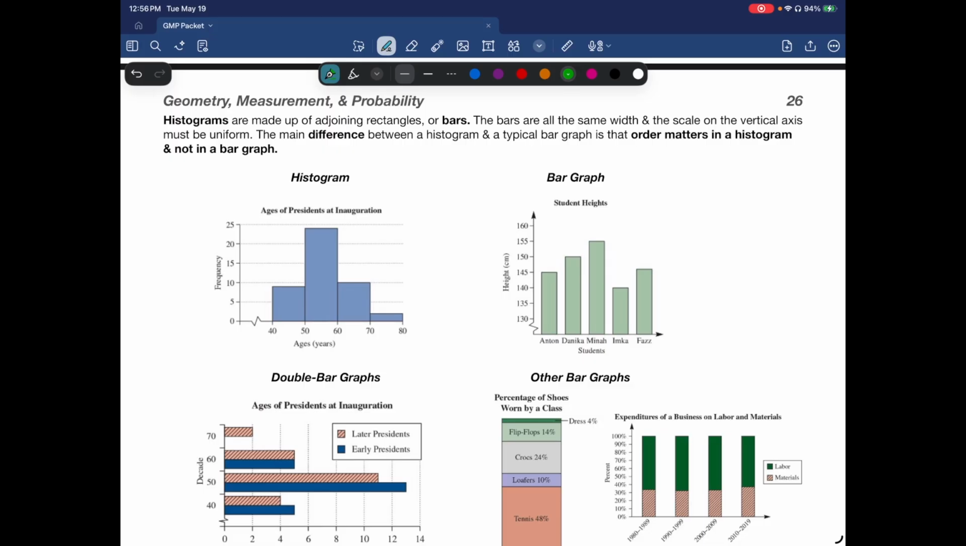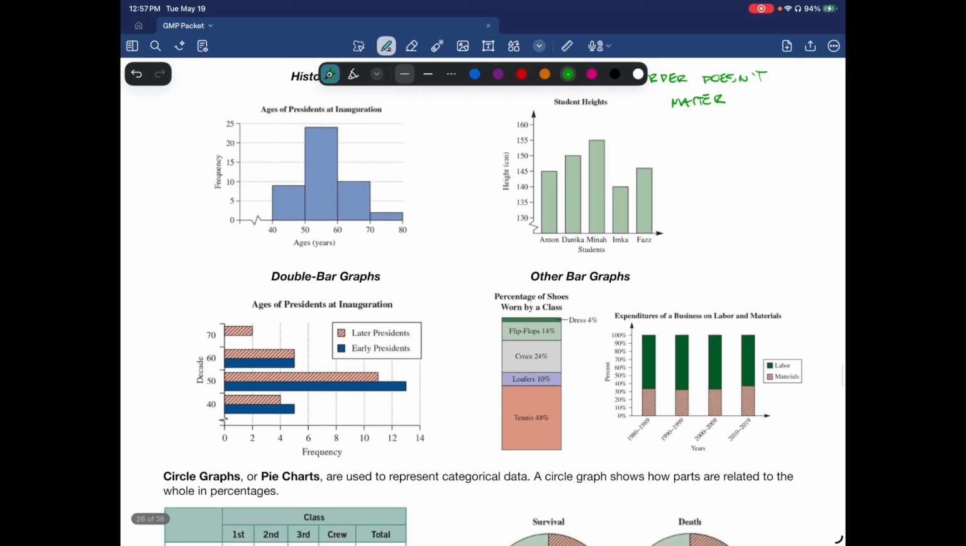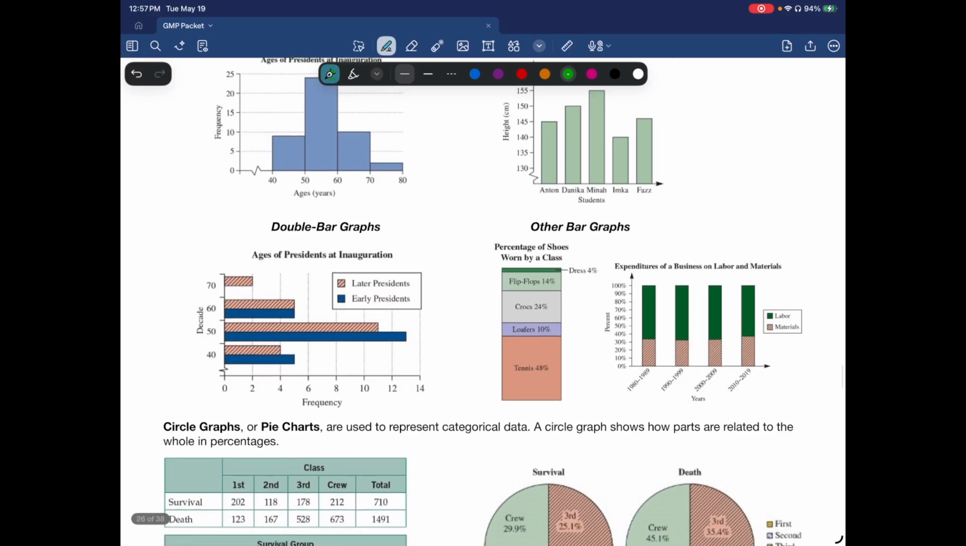So for a bar graph, order does not matter. And then, of course, you have double bar graphs. This one talks about the ages of presidents at inauguration, later and earlier presidents. So you can see that. Some other bar graphs that you might see is this one right here, which you don't see very often, but it is something you can use. And then of course you have the stacked bar graphs, like so here.